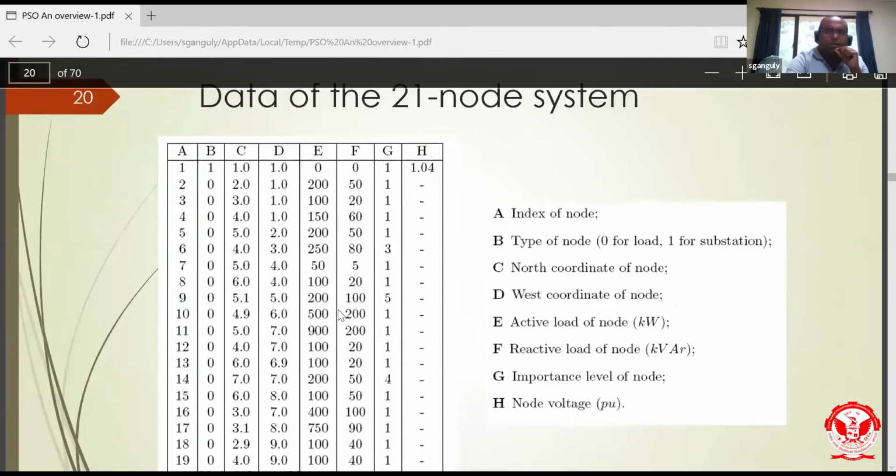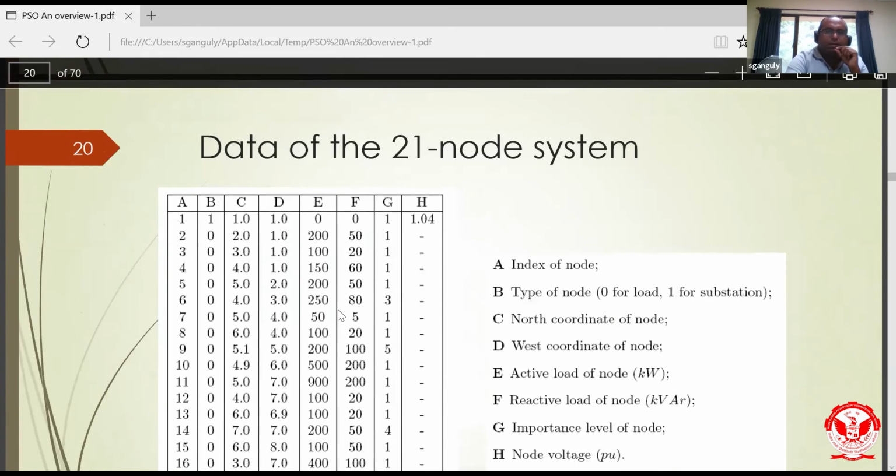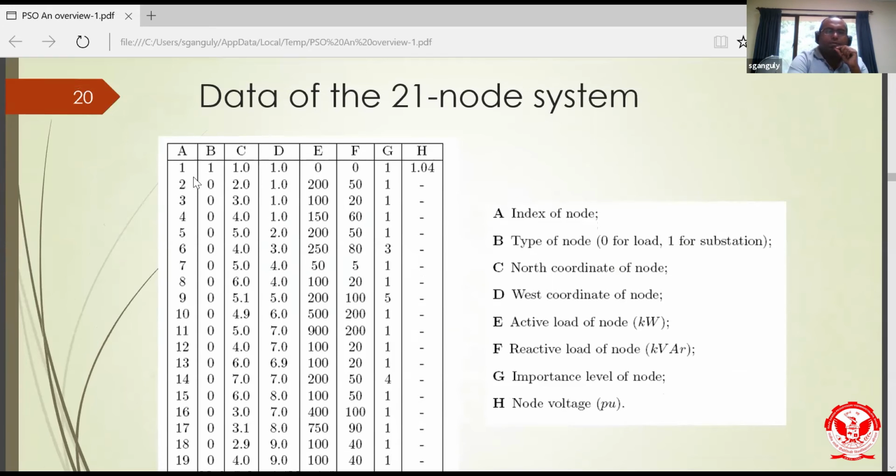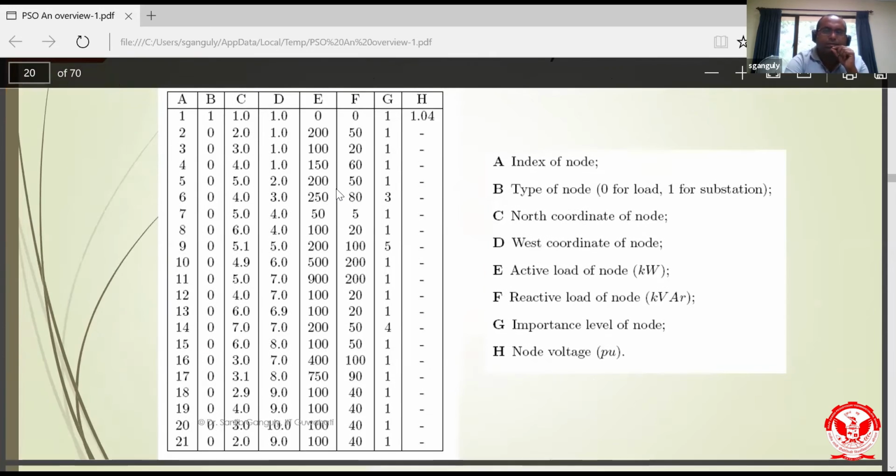Here we have some data related to this 21 node system. We have the geographical location, that means the coordinate system: node 1 coordinate is 1 1, node 2 coordinate is 2 1, node 3 coordinate is 3 1, and so on. Then you have the data related to load demand. At node 2 I have a load demand of 200 kilowatt and 50 kVAR. Kilowatt is the active power demand, and kVAR is the reactive power demand. You can understand since you are electrical engineers.